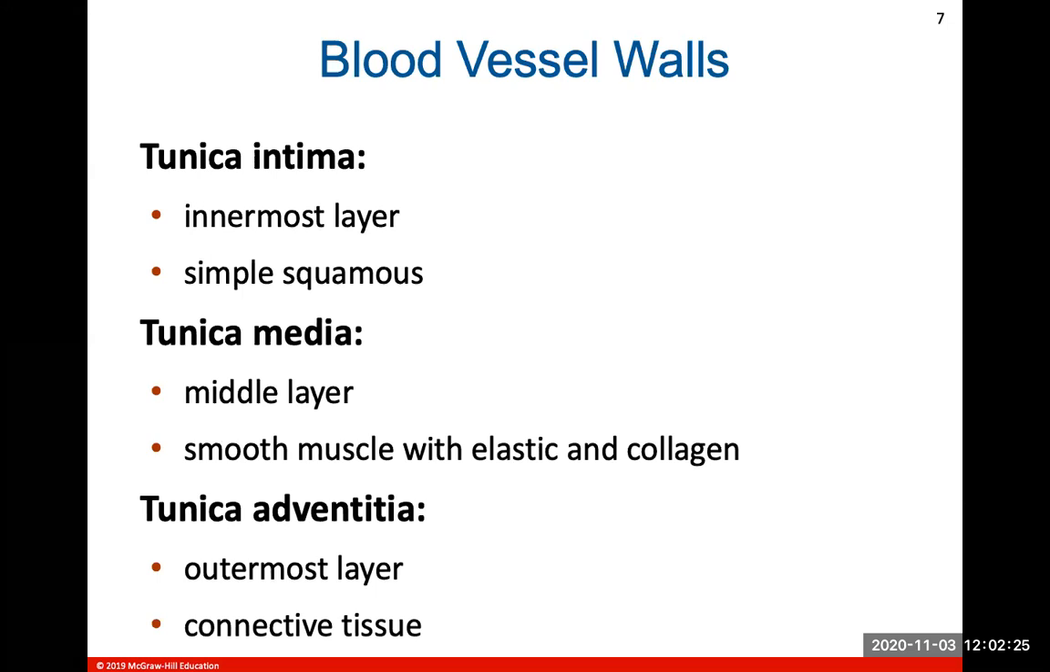The blood vessel walls are made up of 3 layers, or tunics. The tunica intima is the innermost layer. This is a simple squamous, very thin layer. The tunica media is where your smooth muscle will be, the middle layer. Also, there's elastic and collagen for stretching in this layer. And then the tunica adventitia is the outermost layer.